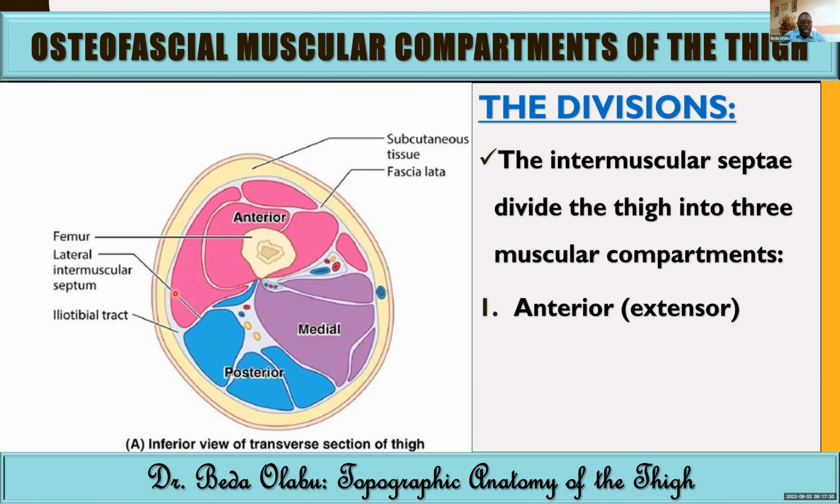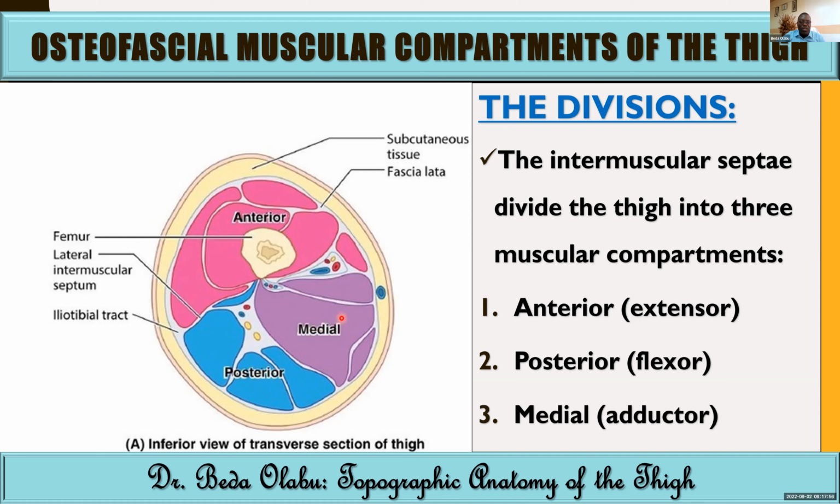We have the anterior compartment. So this is the group of muscles which are in front of the thigh. The anterior compartment is also called the extensor compartment. We have the posterior compartment in blue. This is the compartment of muscles behind the thigh, also called the flexor compartment, and we'll see why. And then you have this medial compartment, the middle aspect of the thigh, which is also called the adductor compartment, and we'll see why. So these are the three muscular compartments of the thigh.